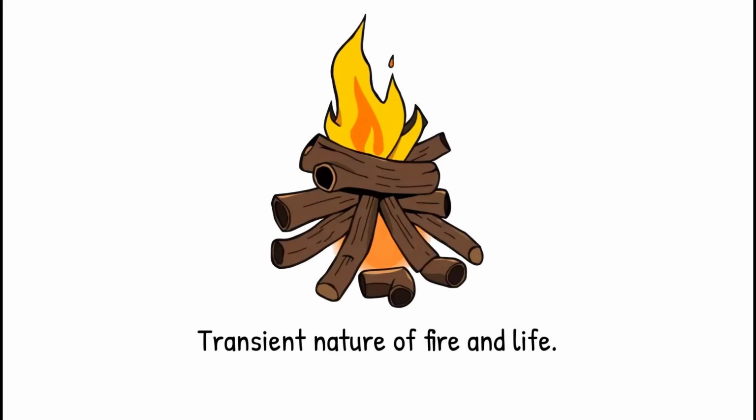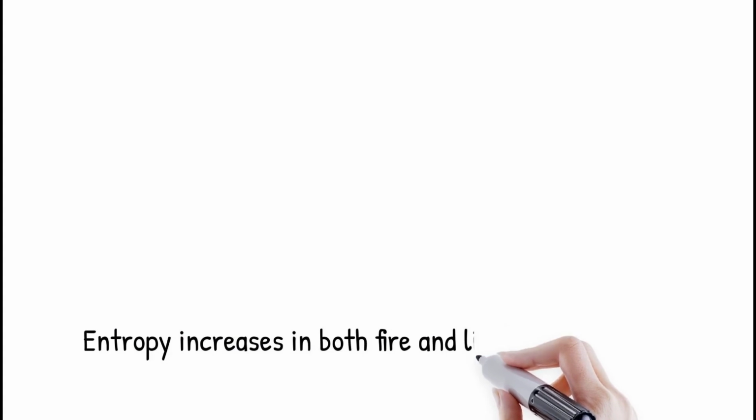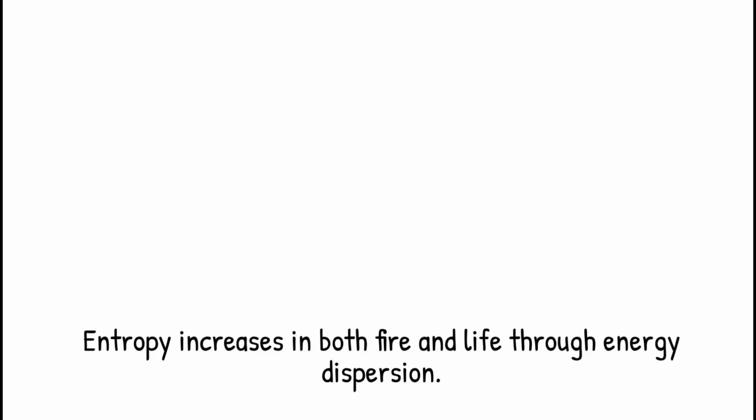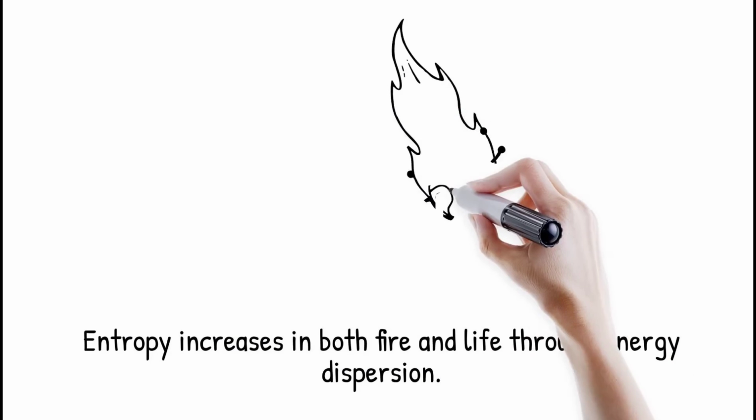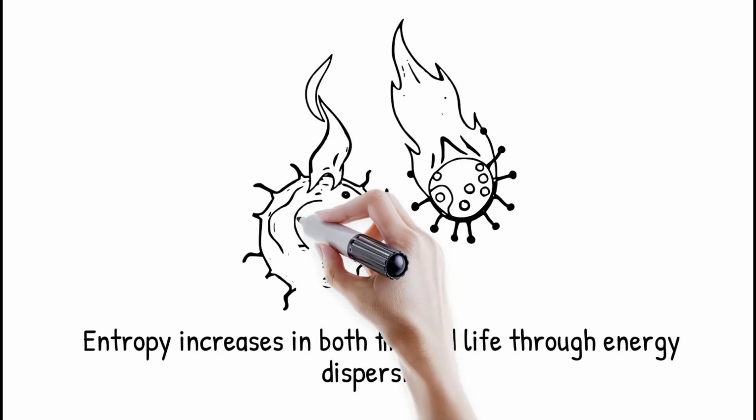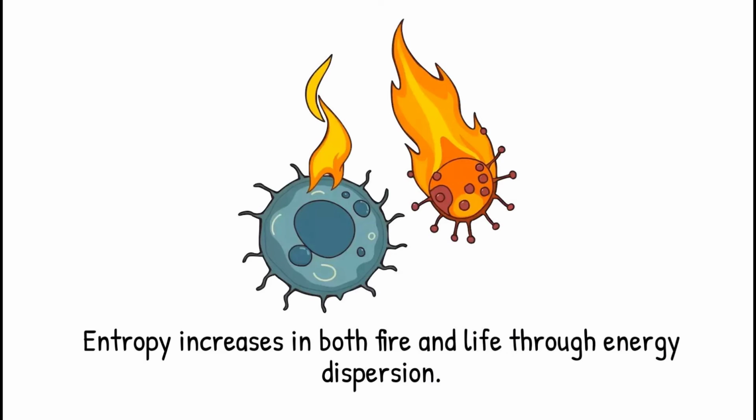Both burning and living processes follow the second law of thermodynamics, increasing overall entropy. In combustion, chemical energy is dispersed as heat and radiation into the surroundings. In life, ordered molecules are constantly broken down, releasing energy and producing waste products. Maintenance of low entropy states in organisms requires continuous energy input.